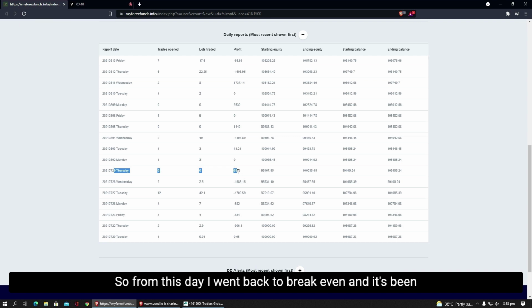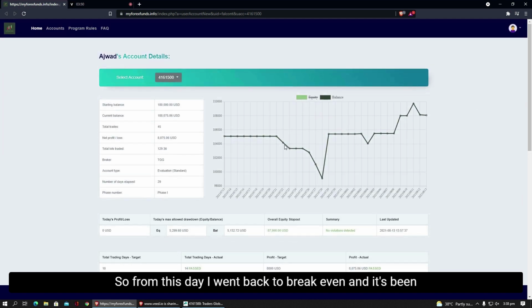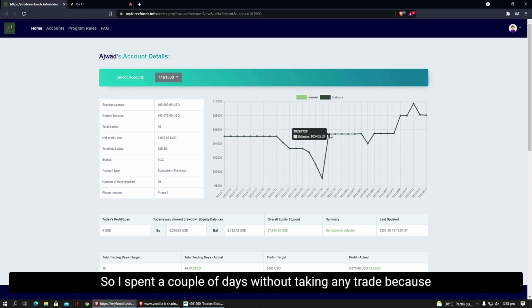So from this day, I went back to break even, and it's been already more than 2 weeks from when I first started the challenge and when I went back to break even. So I decided that instead of risking 0.7% on every single trade, I will be risking 1% per trade because now I have 2 weeks to complete 8%.